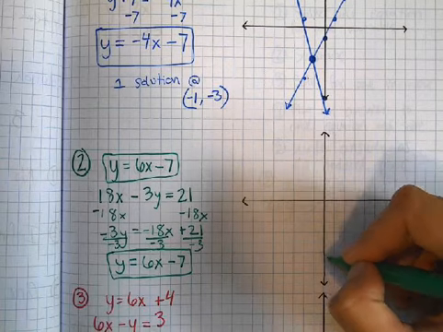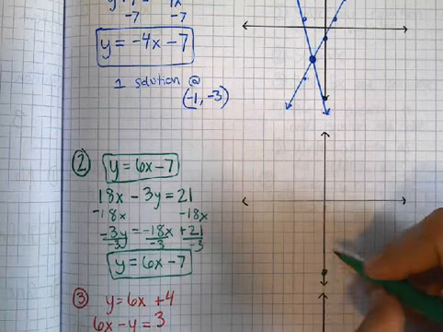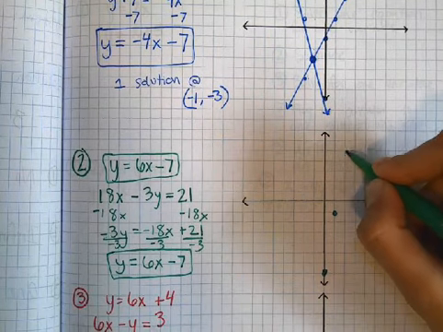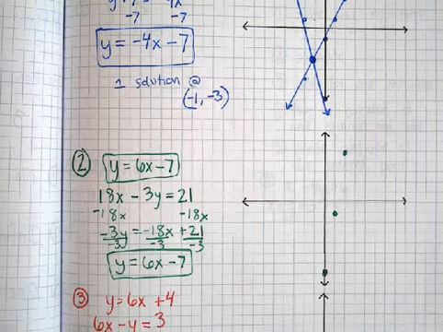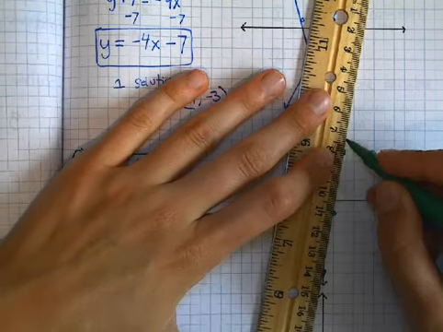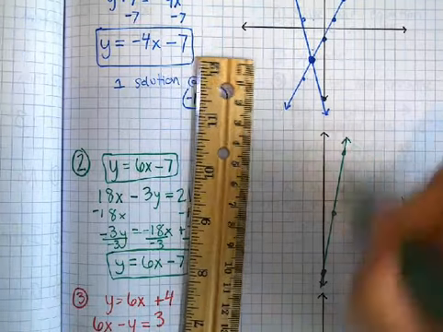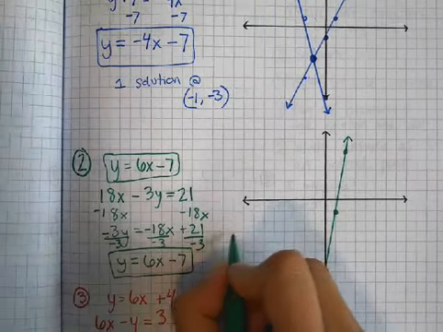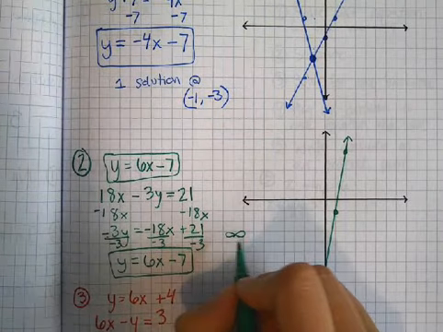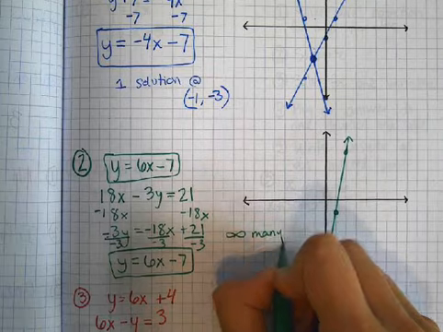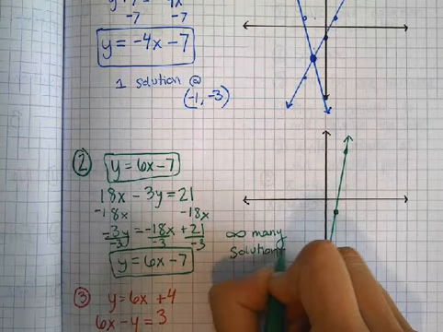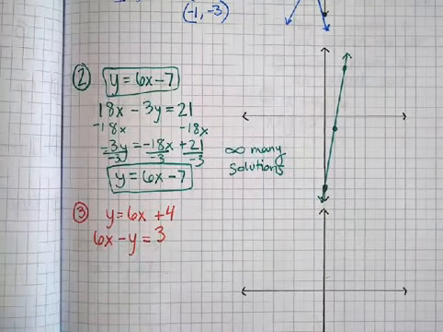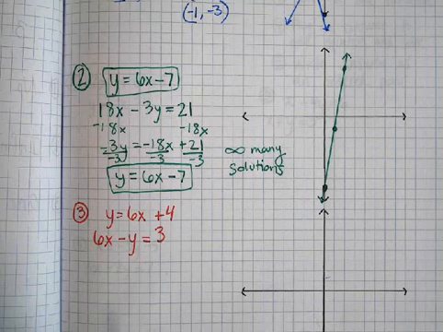So let's graph this line. My y-intercept is at negative 7, and I'm going to go up 6 and over 1. I would say let's graph it again, but we already have. And this is how I like to write it. I like to use the infinity sign. I say infinitely many solutions. All right, let's take a look at this next one.